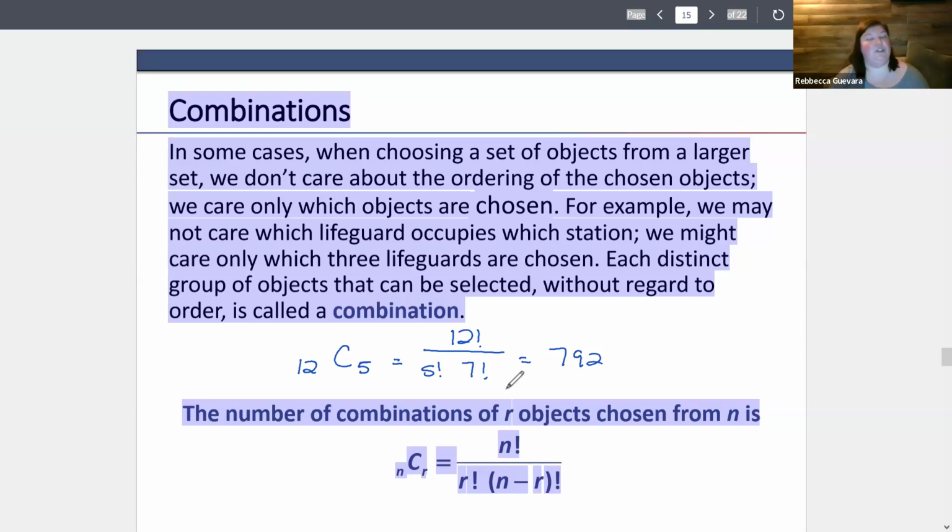So this means these are all the different ways I can choose 5 lifeguards. We're not looking at them being in different towers or anything like that. So this is where Sam, Alex, and Tony, Sam, and Alex, Sam, Tony, all of those belong to the same group. So we're going to get considerably smaller numbers in a combination.